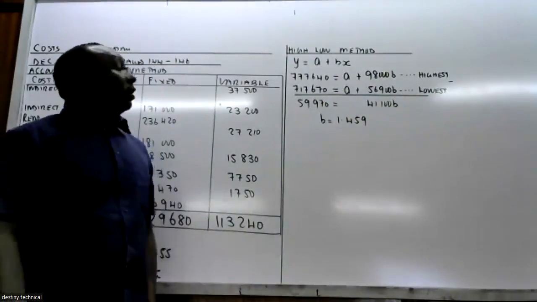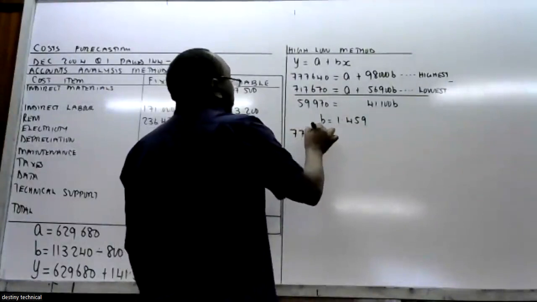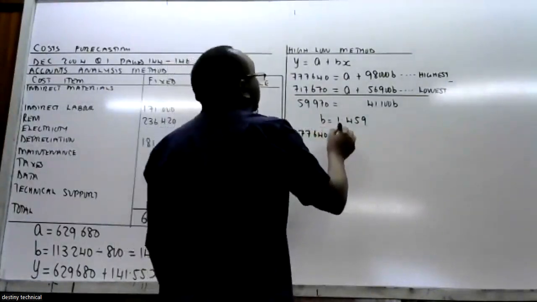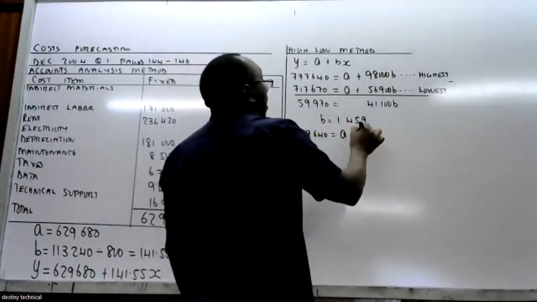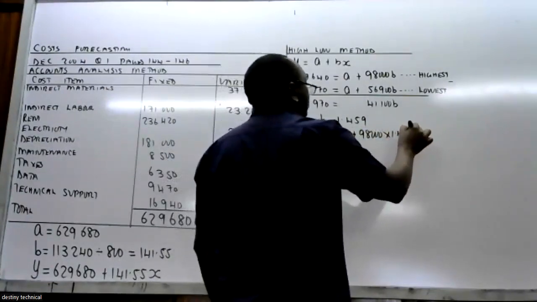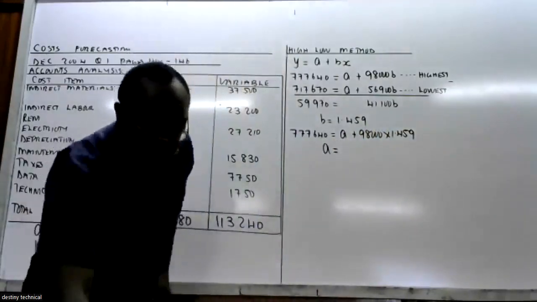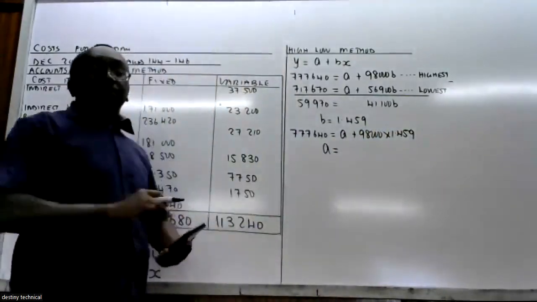Yes. Good. Now from there you say 777,640 is equal to A plus 98,000 multiplied by 1.459. I solve that and tell me what will be the value of A. I hear your question.